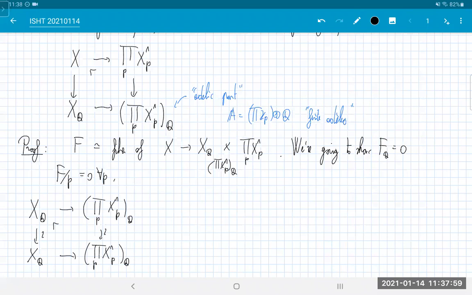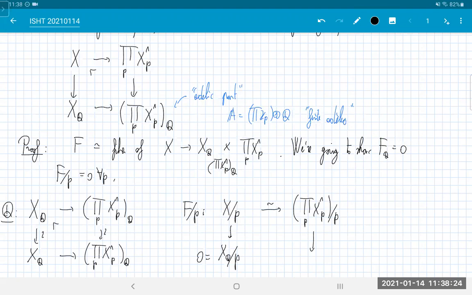So the Q part comes from this, and the F mod P part comes from this. Well, okay. We have seen that this is a profinite completion, so this is an equivalence.